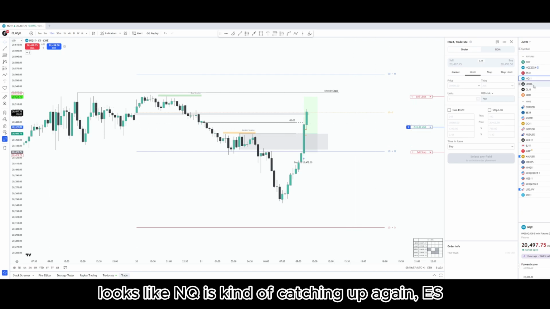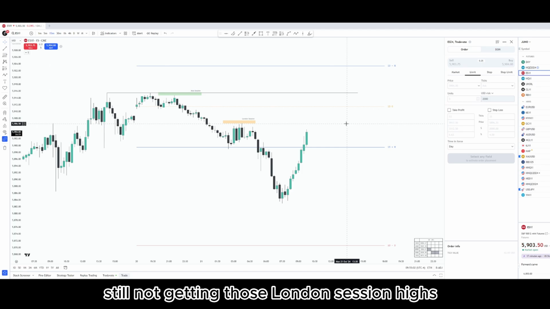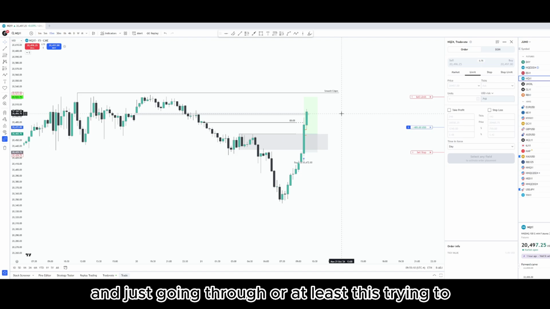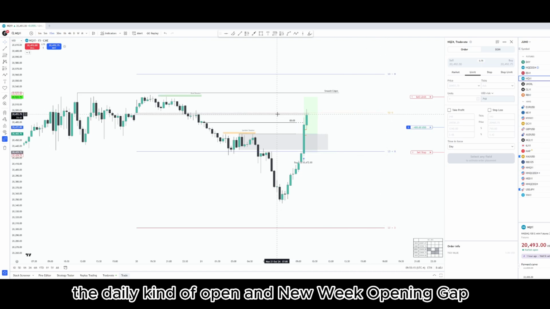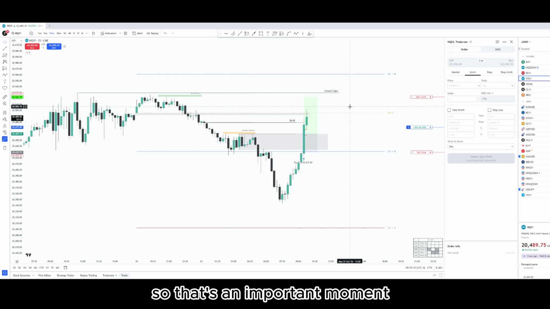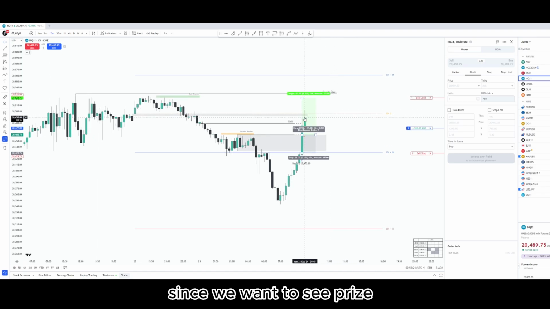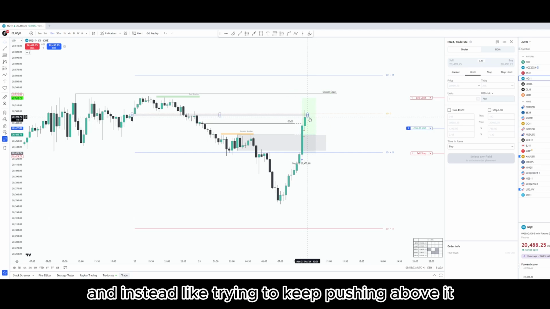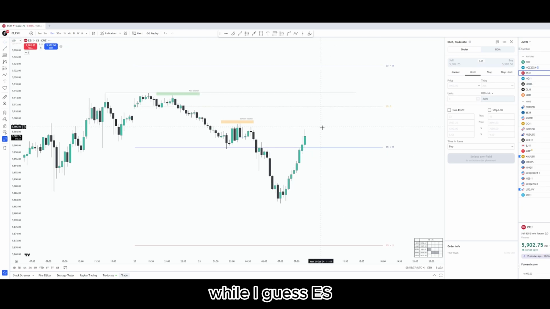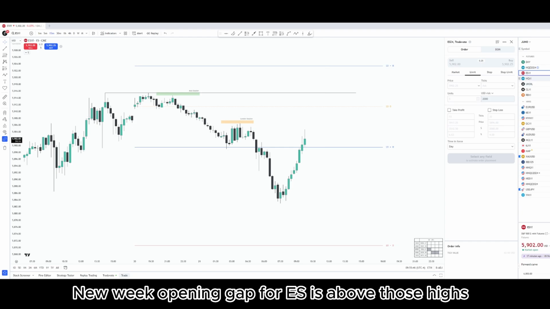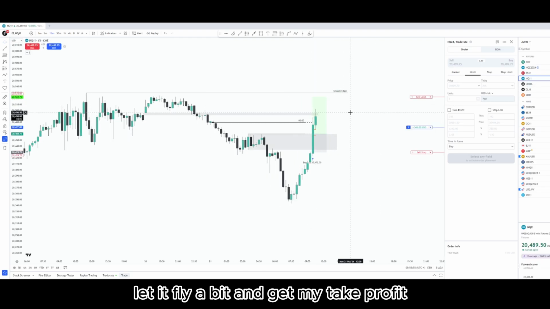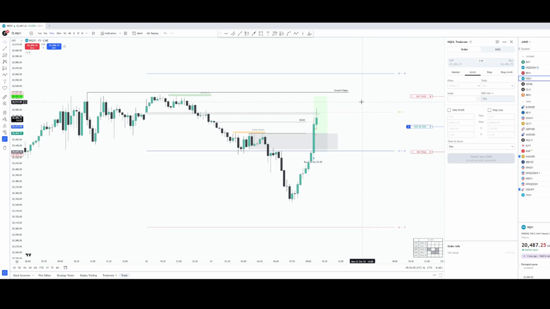Looks like NQ is kind of catching up again. ES is still not getting those London session highs, so we still have SMT now, and they're just trying the daily candle open and new week open gap. So that's an important moment, since we want to see price, at least if it rejects from here, not dying off of it, and instead trying to keep pushing above it, while ES tries to go above these highs. The new opening gap for ES is above those highs. It could be really nice to see ES catch up on NQ and let it fly a bit and get my take profit. But let's see.